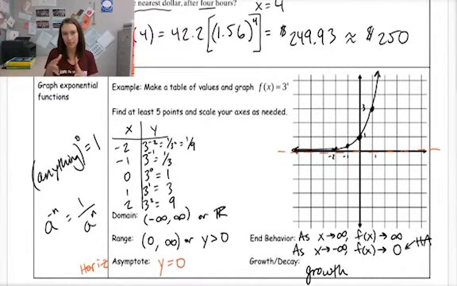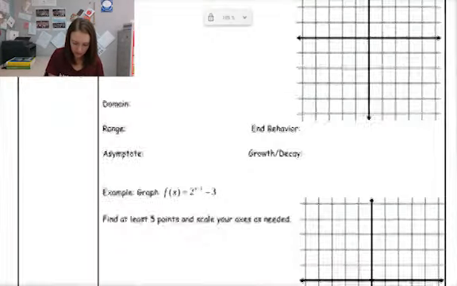This is an exponential growth function. Decay means as x approaches infinity, it's going to be going down, so it'll be going the other direction. All right, so there's our first example. Let's look at the next page here.